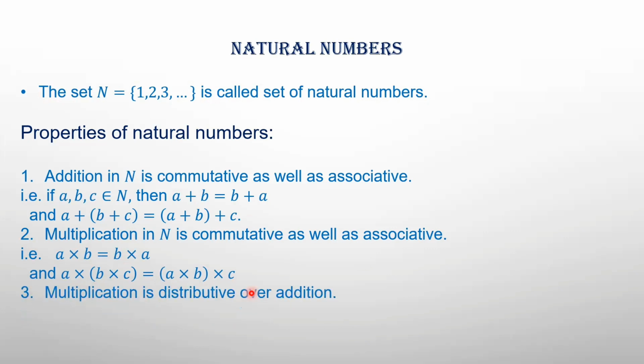Third property: multiplication is distributive over addition. That is, A into (B plus C) is equal to A into B plus A into C. That means A into the first number in the bracket plus A into the second number. So these are the properties of natural numbers.